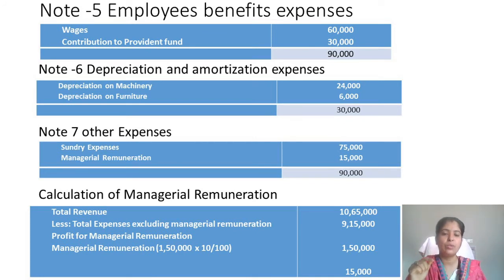So 9,15,000. 10,65,000 minus 9,15,000 is 1,50,000. On 1,50,000 you are charging managerial remuneration at 10%. So 10% of 1,50,000 is 15,000. This is your managerial remuneration. As per note number 7, other expenses, managerial remuneration has been added. So sundry expenses is 75,000, managerial remuneration is 15,000, total of 90,000.